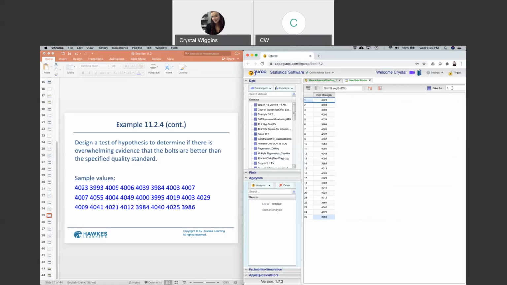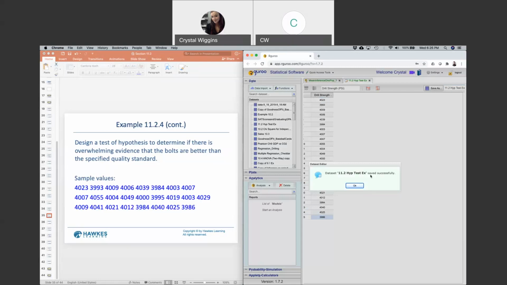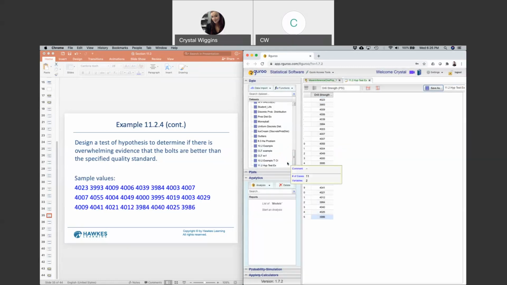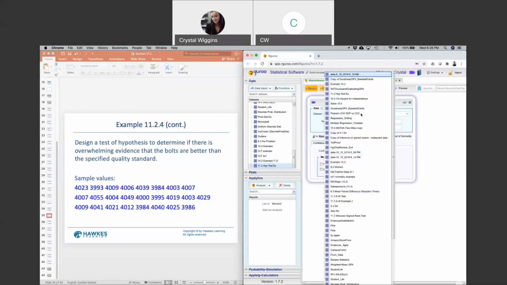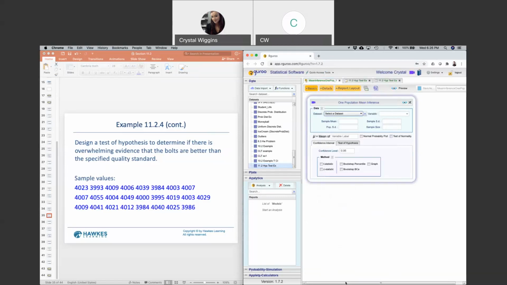Save as 11.2 hypothesis test example. All right, so if you needed to see that twice, lucky you, you got to see that twice. Going back now, selecting the data set, please work.